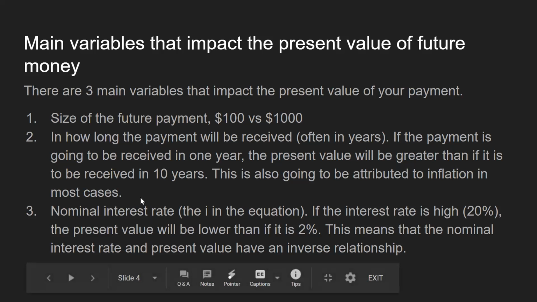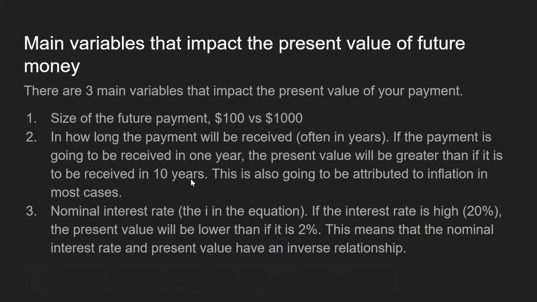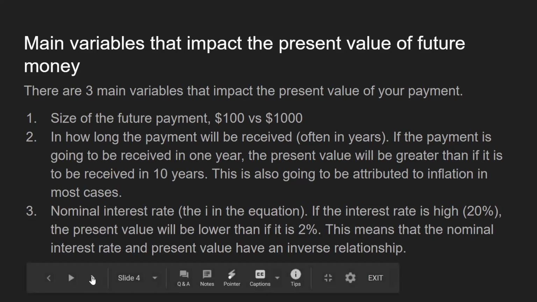And then nominal interest rate is the third reason. So the I in the equation. So if the interest rate is high, 20%, the present value will be lower than if it is 2%. So this means that the nominal interest rate and present value have an inverse relationship.